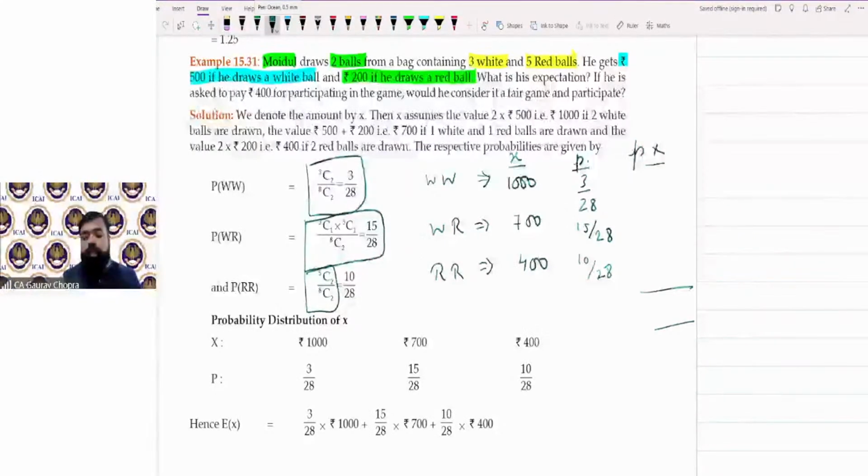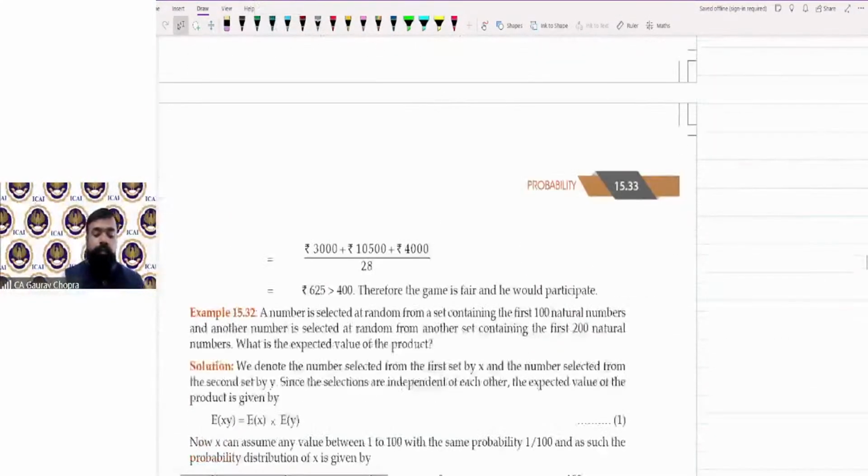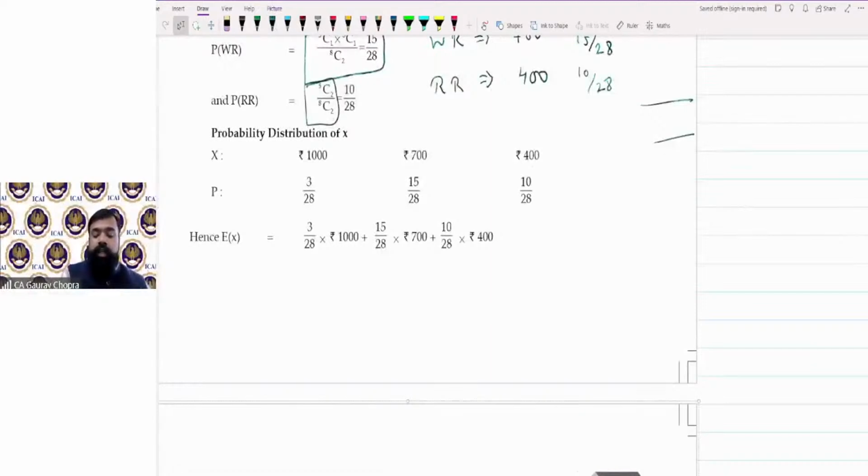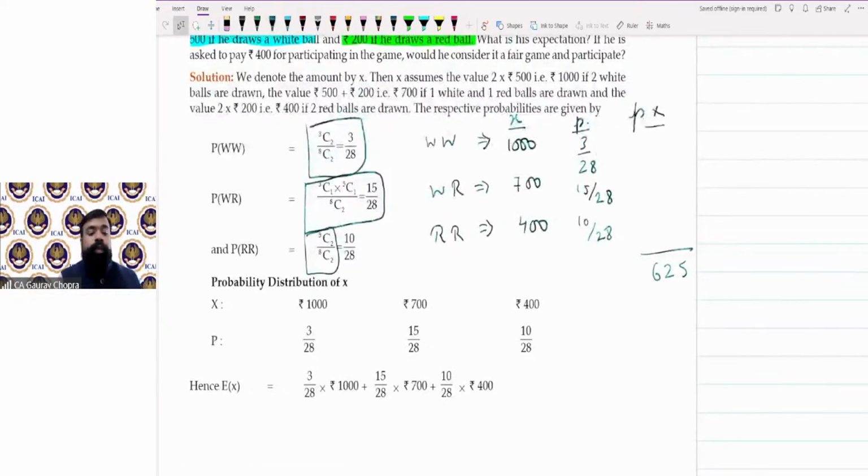So on multiplying and then adding, you will get your final answer as 625. So the expected value is basically 625. So if he plays the game, on an average, he may get 625 rupees. So this 625 is the mean value or the expected value. Now, if the question says that 400 is required for participating in the game, then would he play the game or not?